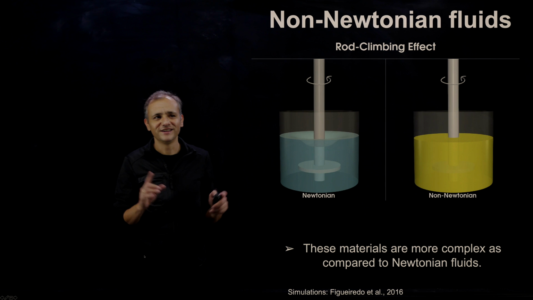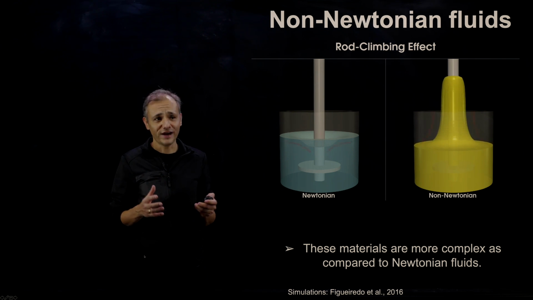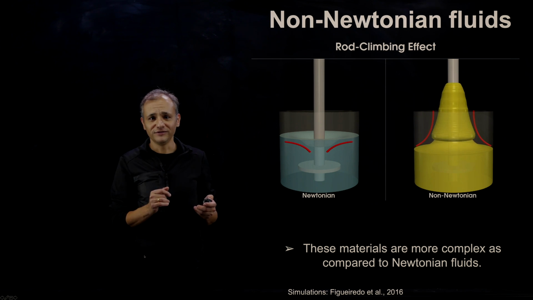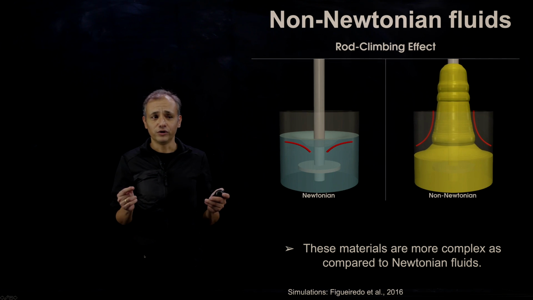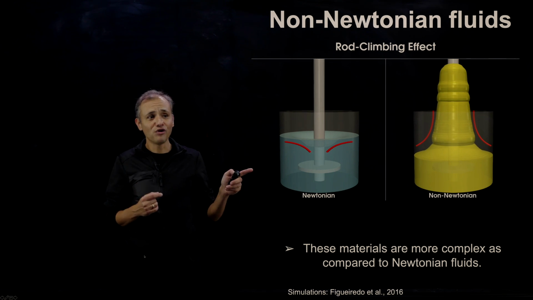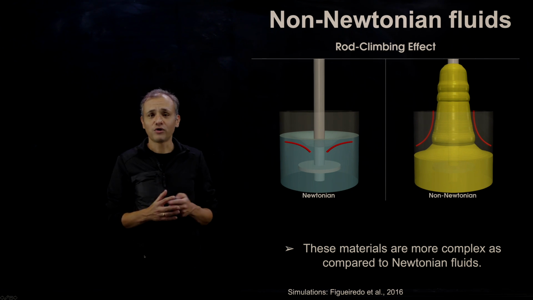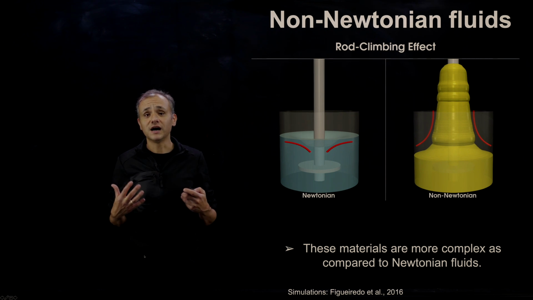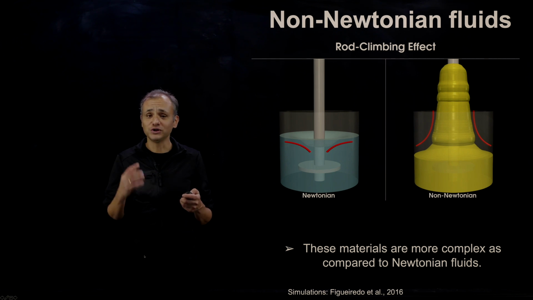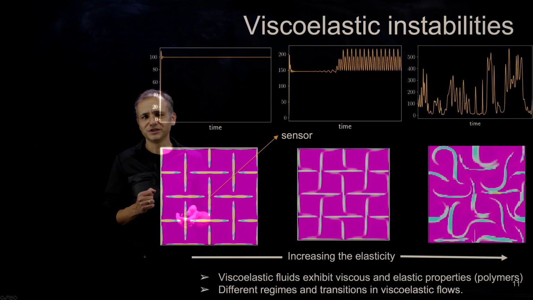For example, this is a very classical benchmark setup, the rod climbing effect. We have on the left the Newtonian fluid, and on the right the viscoelastic one. You can observe that for the Newtonian fluid, the fluid is dipping, while for the non-Newtonian fluid, the fluid is climbing the rod. Therefore, simulations of complex materials like viscoelastic flows are very expensive, and it's important to construct reduced order models in order to have more information about the dynamics in this complex situation.